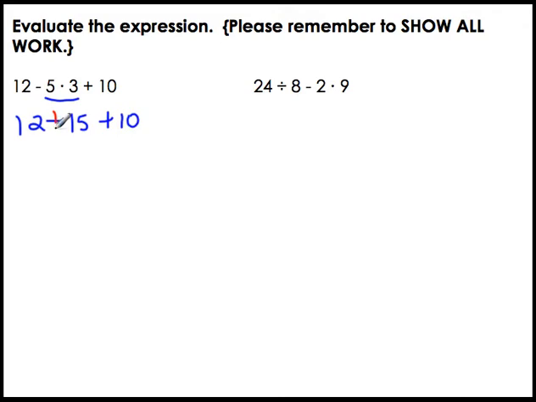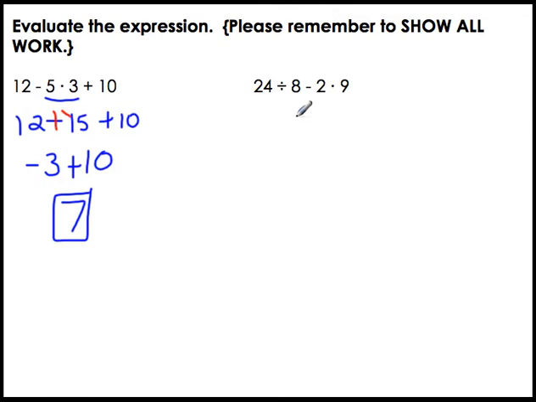So this would be 12 plus negative 15. So if that's easier for you, go ahead and do that. 12 plus negative 15, those are opposite signs. 15 minus 12 would be 3, and we give it a negative sign because the 15 is bigger. So we've got negative 3 plus 10. Again, opposite signs. 10 minus 3 is 7, and it's going to be positive because the 10 is bigger.